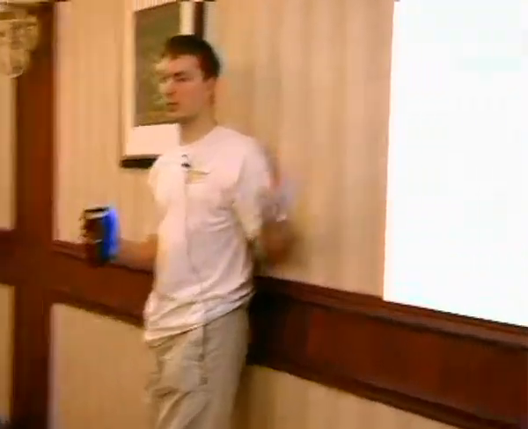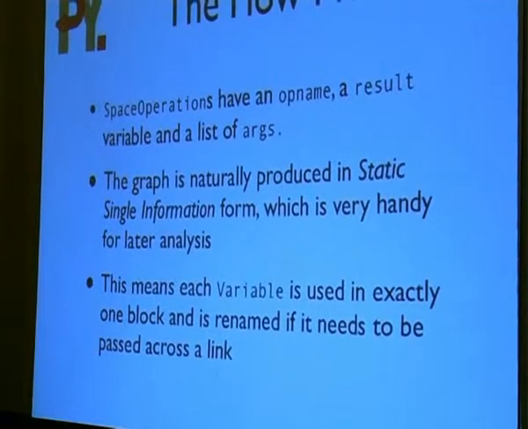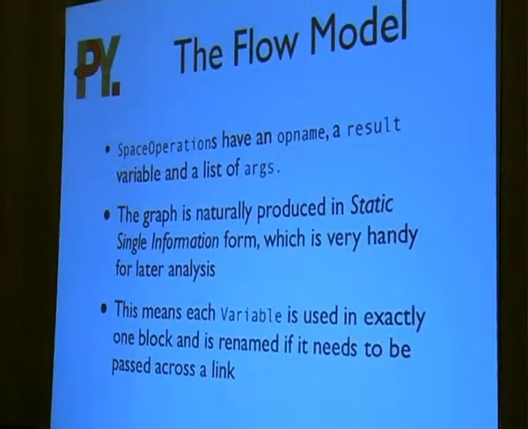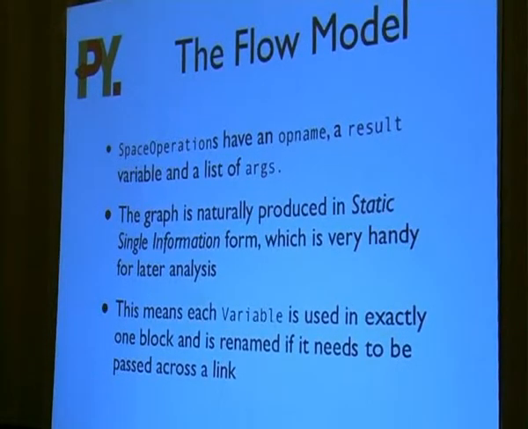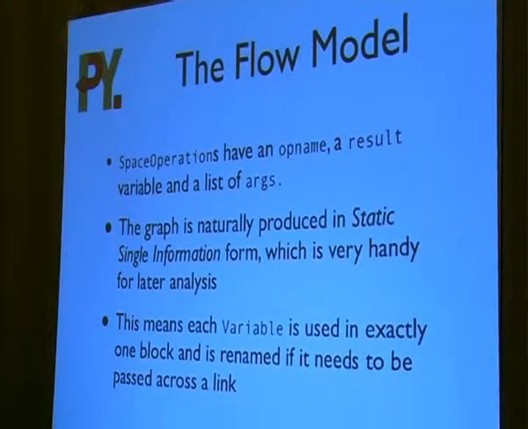Each block contains a list of space operations, which is what the next slide's about. Space operations have a name, so add, mul, simple_call, whatever, getattr, getitem, lots. They have a result variable, so where the space operation will put its result when it's executed, and a list of arguments, which are constants or variables. The graph is naturally produced in static single information form, which is an even more restrictive form of static single assignment form, if you know what that is. Each variable is only assigned to in one place in the graph.